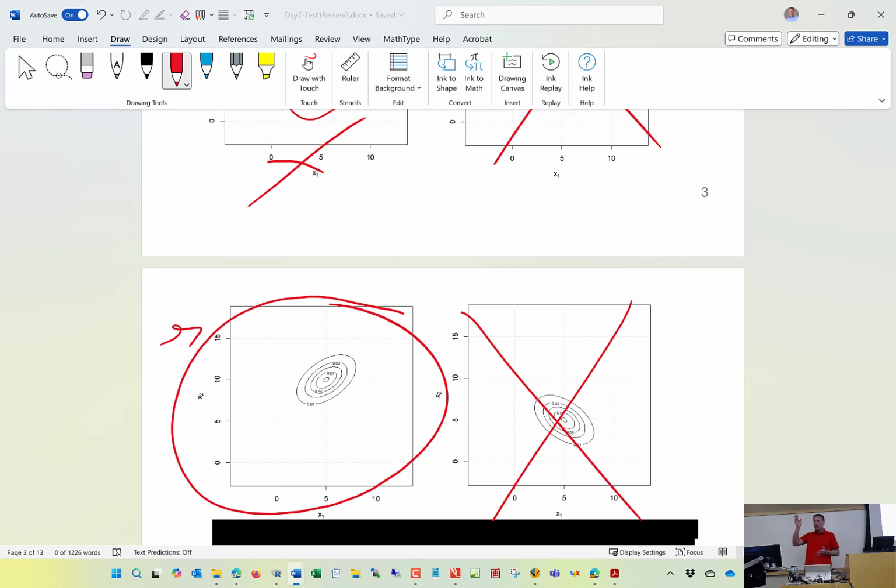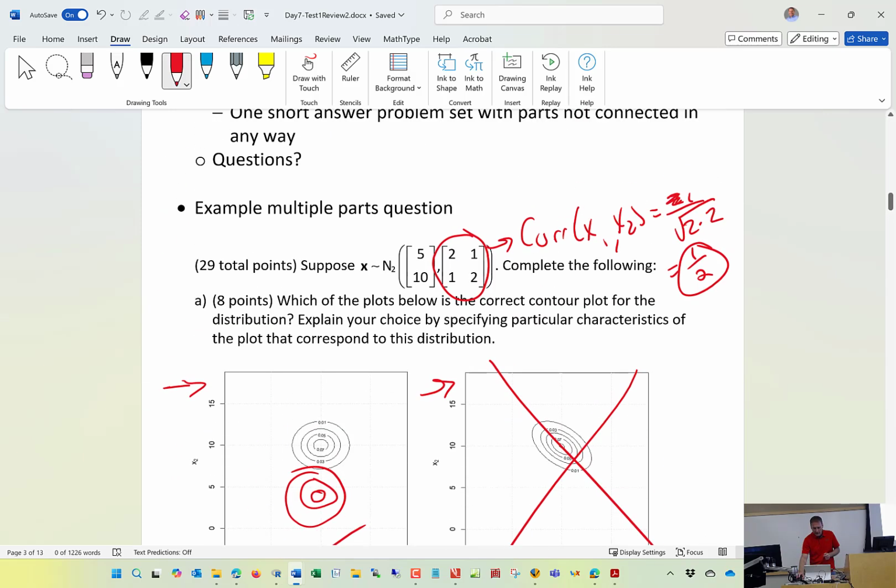So I'm going to download that program to my computer, find where he did one of these plots, and make some small adjustments to the code, corresponding to, well, I have a mean of 5 and 10, here's my covariance matrix. I use that as a template, change the code, run it, do the plot. And that's how you can answer it.